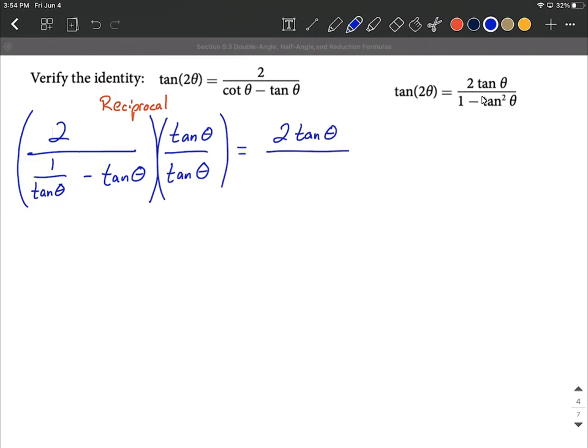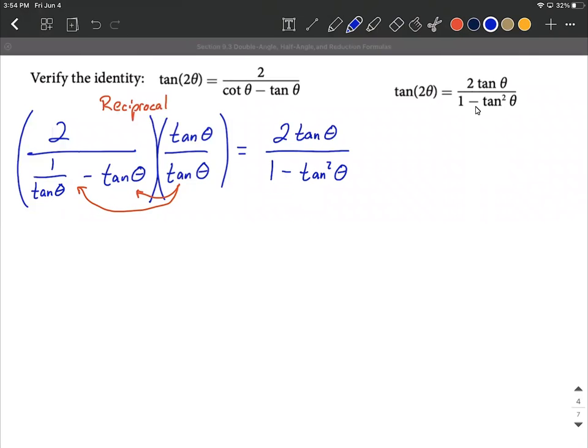Just kind of spying where we want to end up over here on the right-hand side. And then we're going to have to distribute for our denominator. So this tangent of theta gets multiplied by each one of these in the fraction. So tangent of theta multiplied by 1 over tangent of theta is going to give us just 1. Bring along our subtraction sign in between. And tangent of theta multiplied by tangent of theta is going to be tangent squared of theta, or tangent of theta squared.